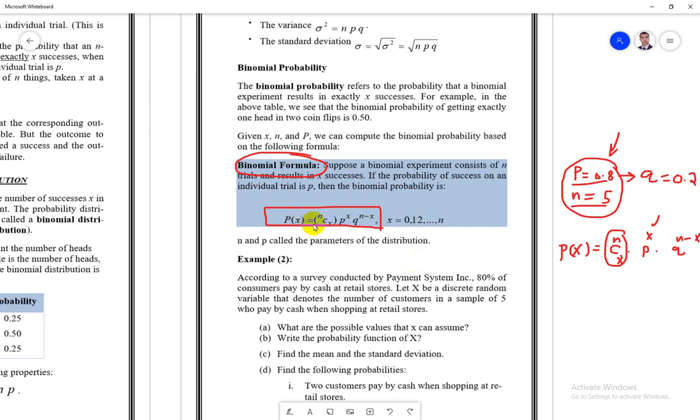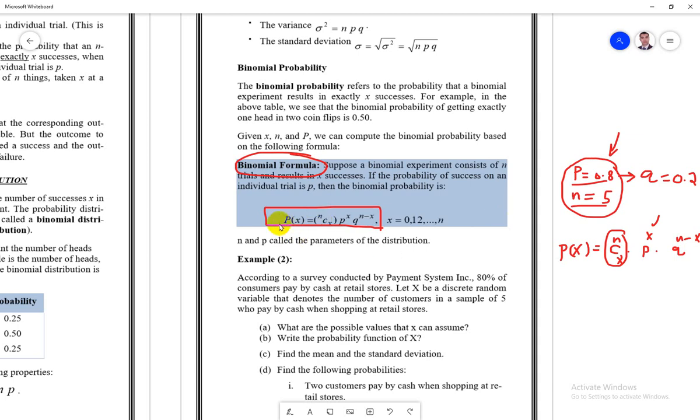So now, how to read the formula? The probability of X equal nCx, from the calculator as I told you, times p to power x times q to power n minus x. And we have an x, any value from 0 to n. I need to actually explain each one of these. First, n, that's the number of trials that you have. x is the number of successes, the number of one of the two outcomes of the trials that you have. So x will be our random variable.